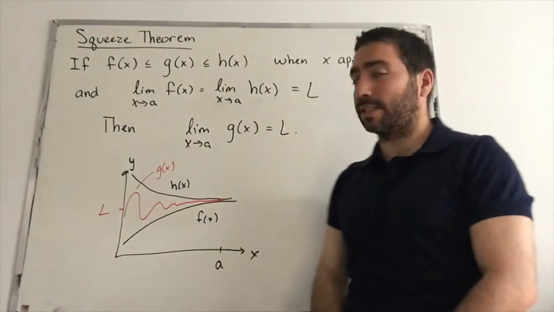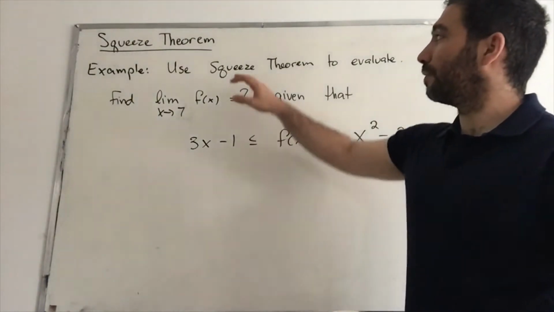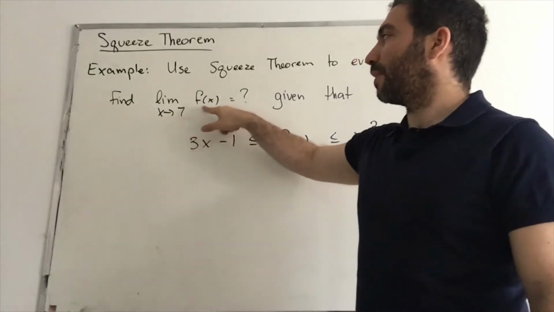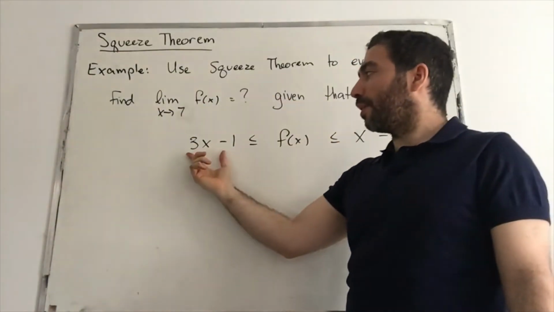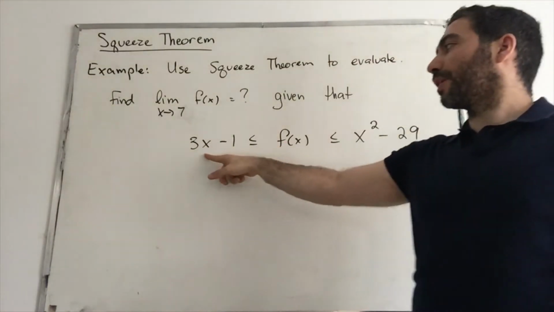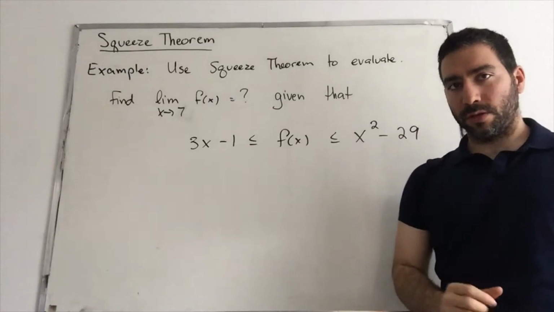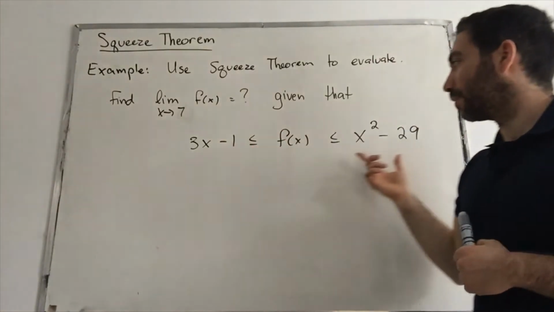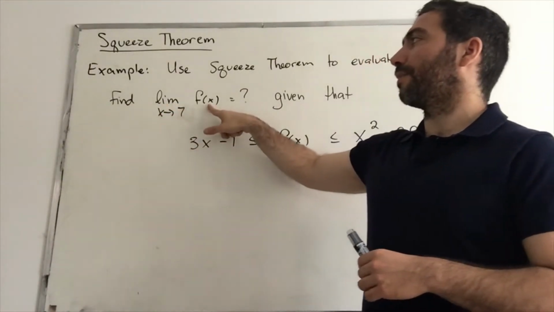Okay, so let's take a look at an example. In this example here for squeeze theorem, it's asking us to use squeeze theorem to find the limit as x approaches 7 of f of x. And they tell us that f of x is bounded between 3x minus 1, so it has to be bigger than 3x minus 1, but at the same time it's smaller or equal to x squared minus 29. So we don't know anything about the function f of x. All we know is that it's bounded between these two values. And we want to know the limit as x approaches 7 of f of x.